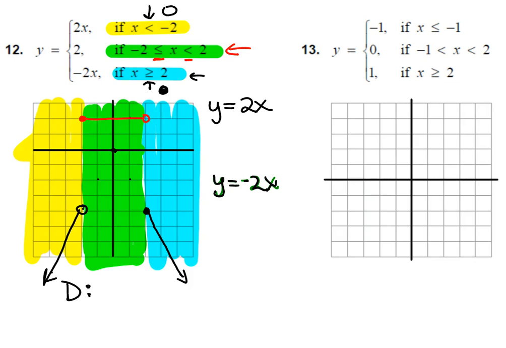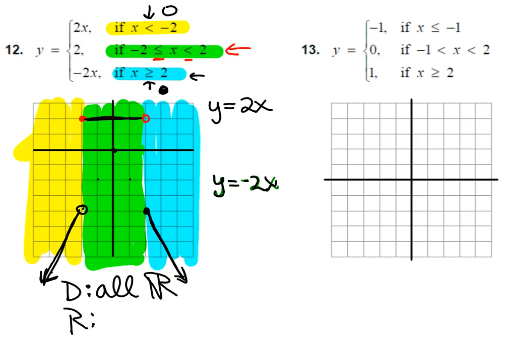The domain, since our first one continues to go to the left, and our second one continued to the right, and this top one has everything in between those. The domain is going to be all real numbers. The range, however, seems to have a break.